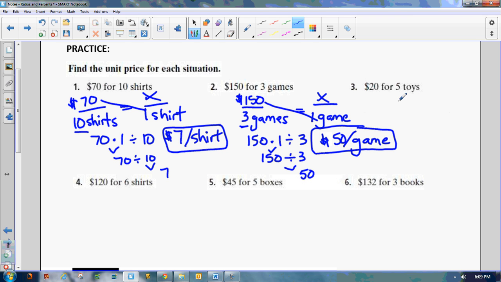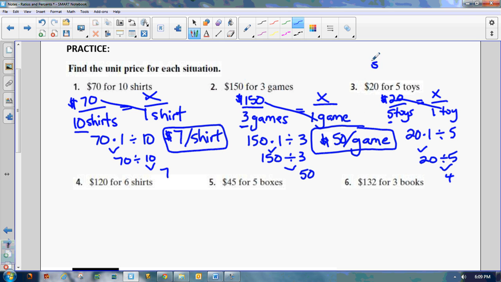Example 3, $20 for 5 toys. So you spent $20 for 5 toys. They want to know what's the unit price or unit cost for 1 toy. Remember, you're going to multiply diagonally the values you know. So we have 20 times 1, and you're going to divide opposite the variable. So we're going to divide by 5. 20 times 1 is 20. Divided by 5, which would be 4. So here it is, $4, we'll write out the word here, per toy. And then that's what we box for our final answer.